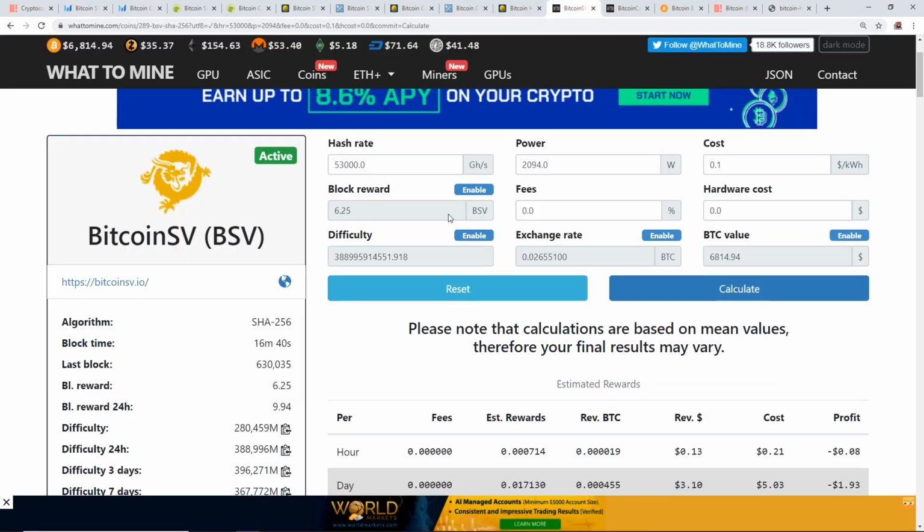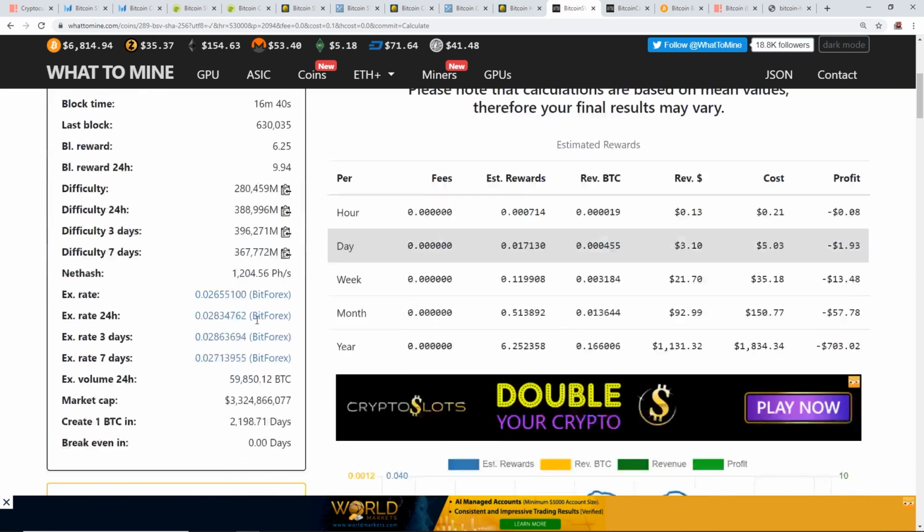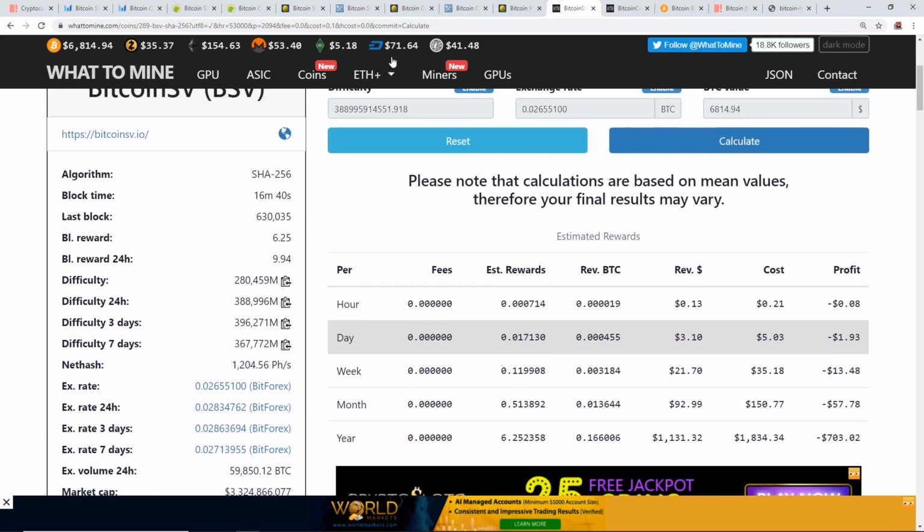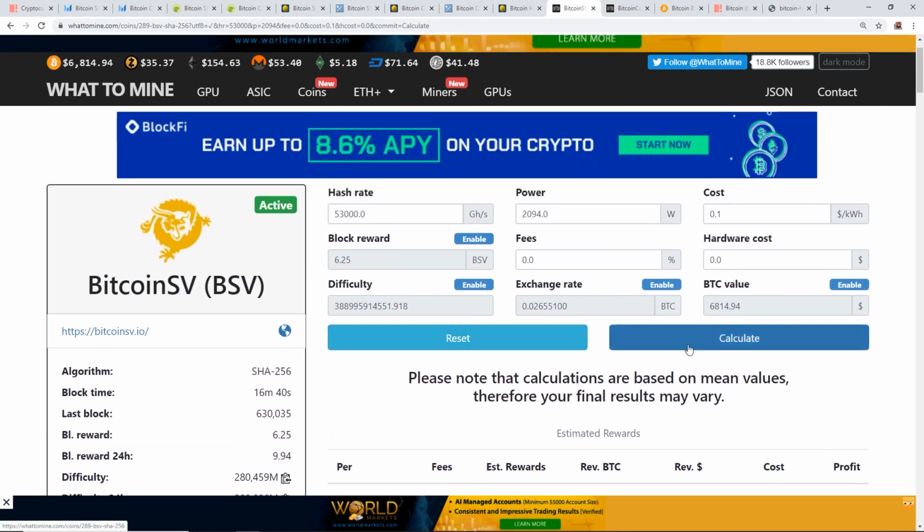Okay, so now let's take a look at the profitability. What's the profitability of Bitcoin SV and Bitcoin Cash? So we're going to go to What to Mine. And I'm not quite sure if these are up to date in terms of their network hash rates, difficulty, all that kind of stuff. It's probably going to change all the time.